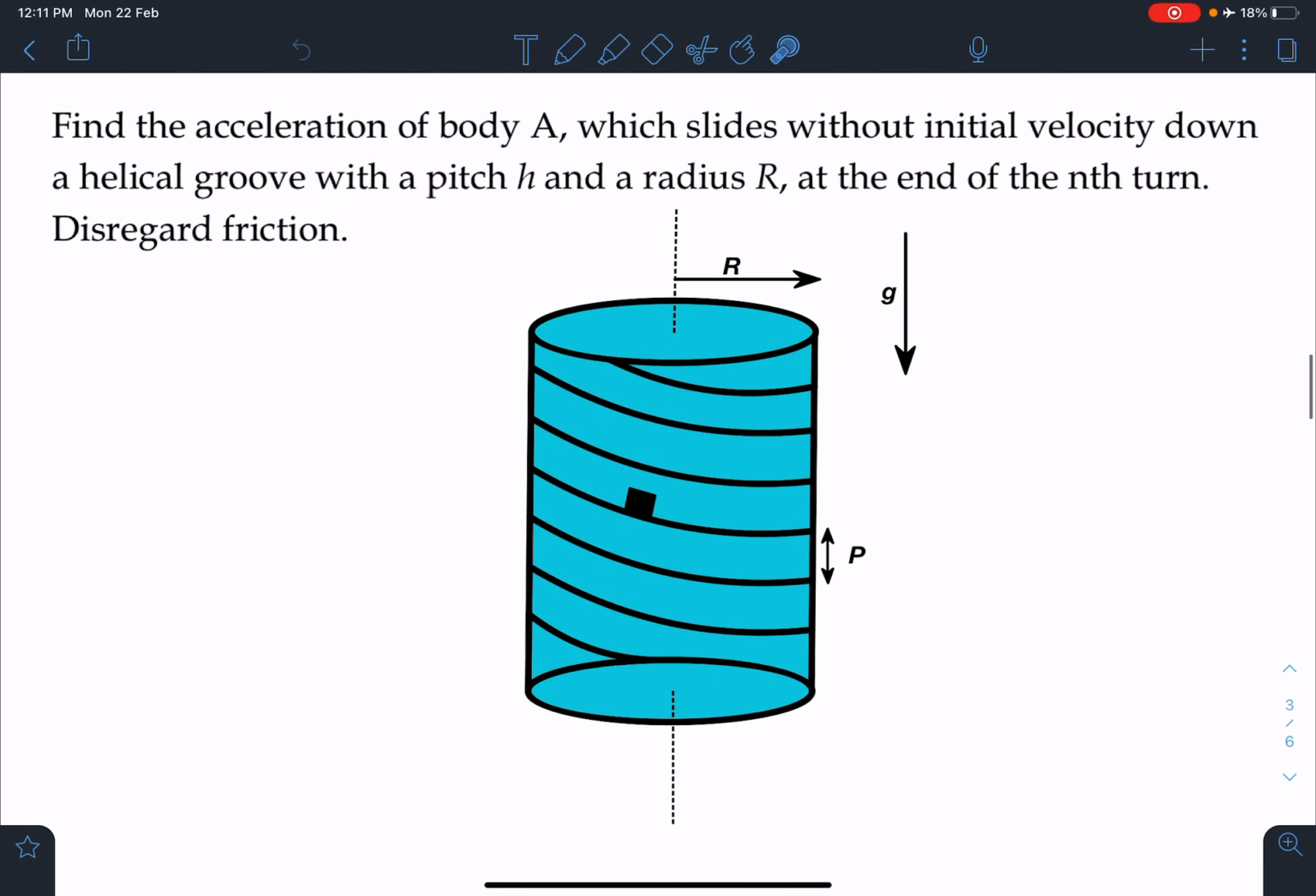So here is the statement of this problem. Find the acceleration of a body A which slides without initial velocity down a helical groove with a pitch H, pitch P we can say, and radius R at the end of the nth turn. So we have to find out the acceleration of this body at the end of the nth turn. They are saying disregard friction. There is no friction here, so it's moving in uniform gravity.